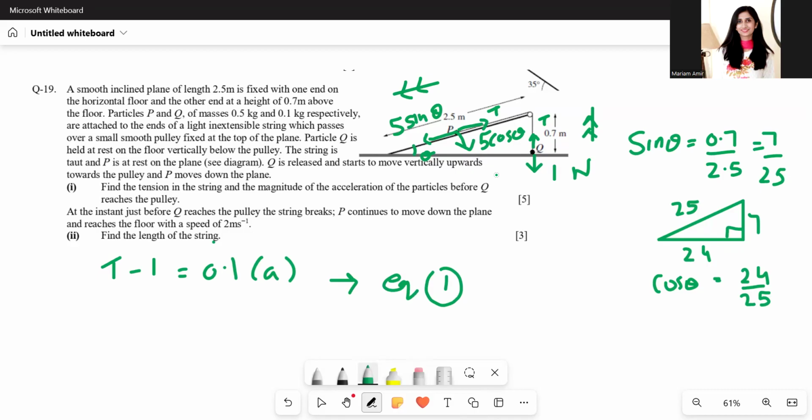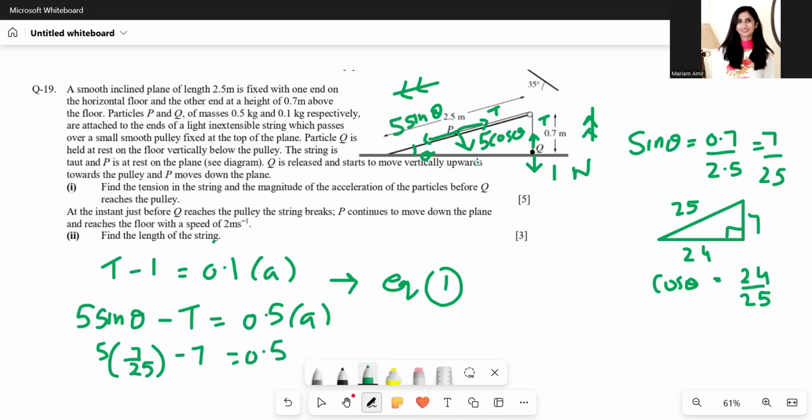Okay. And for P, the forward force would be 5 sine theta minus the backward force T is equal to the mass 0.5 times a. Sine theta is 7 over 25, so this would become 7 over 5, which is 1.4. So 1.4 minus T is equal to 0.5a. Call this equation 2.